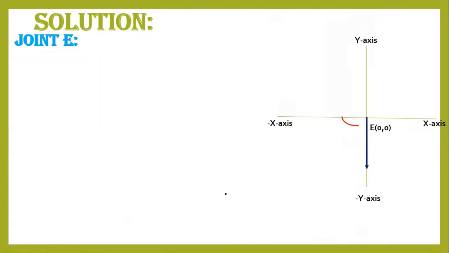For example, there is one vertically downward force acting over joint E, FEB, and then there is another force, the member force FED, then another force is FEF, and this is the inclined force FEA.